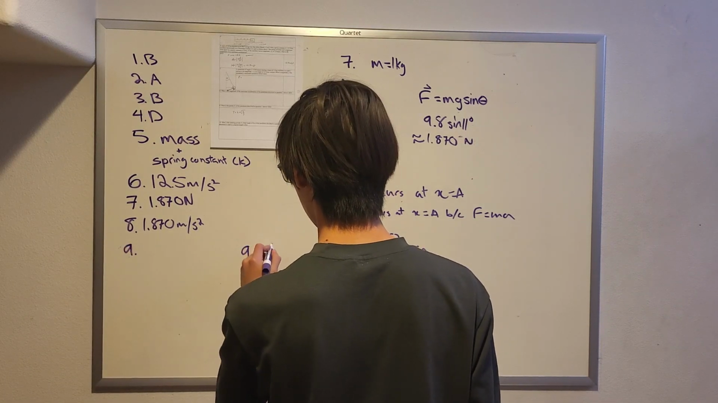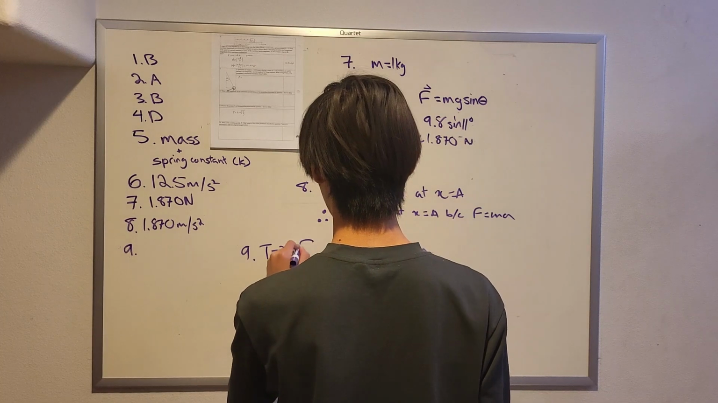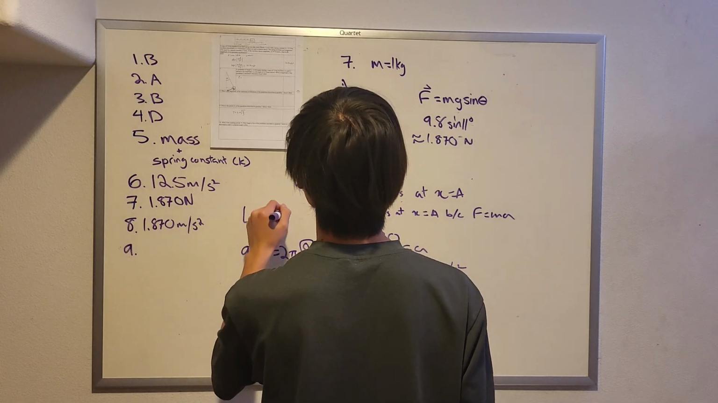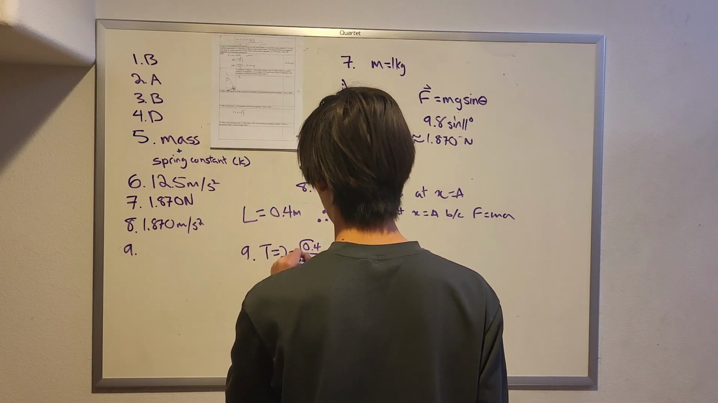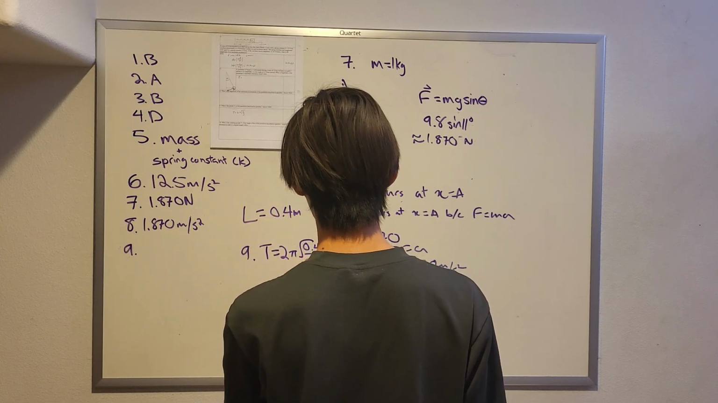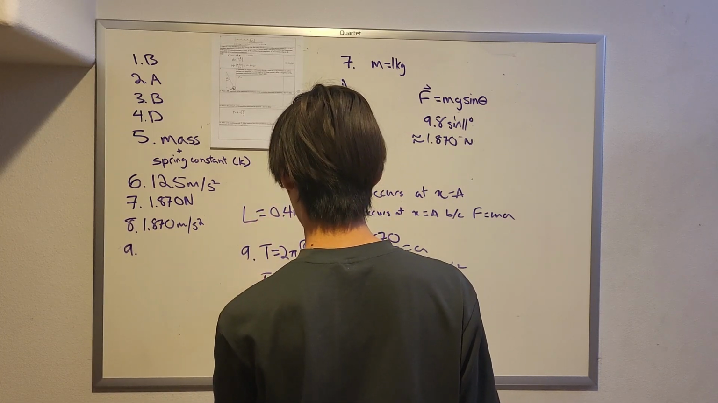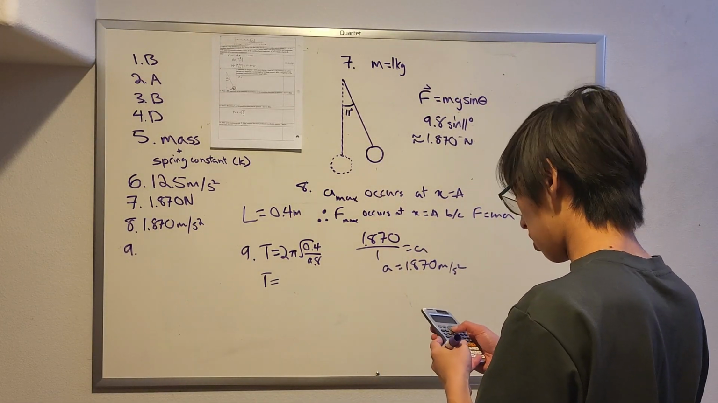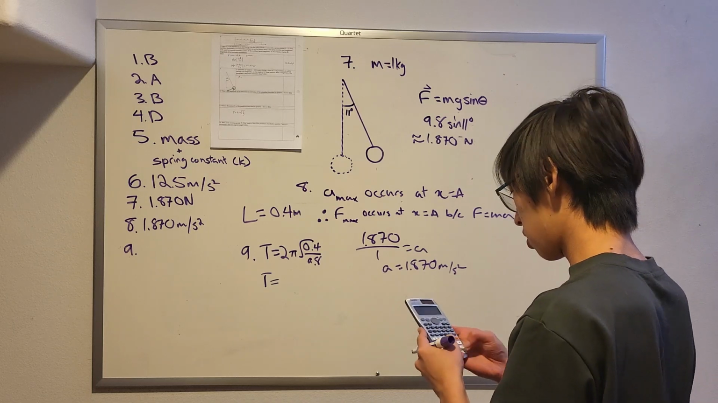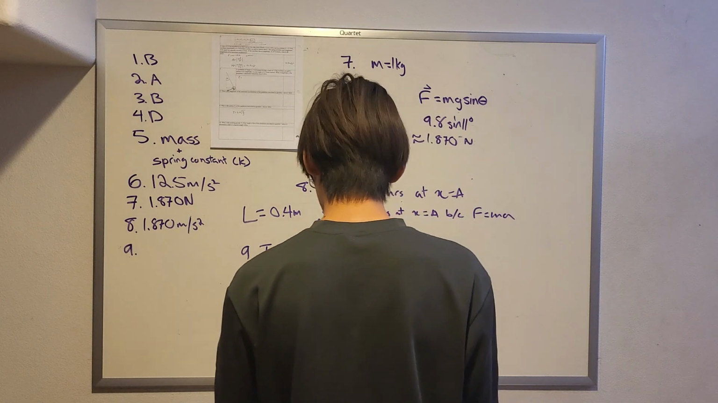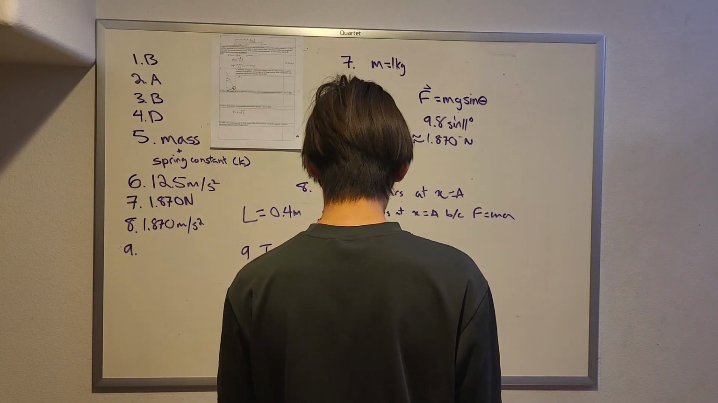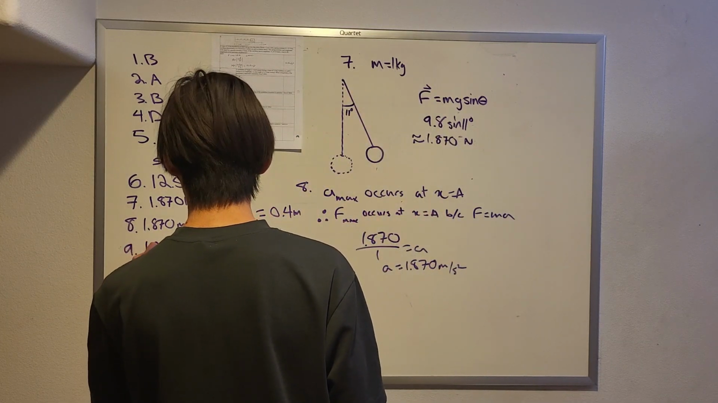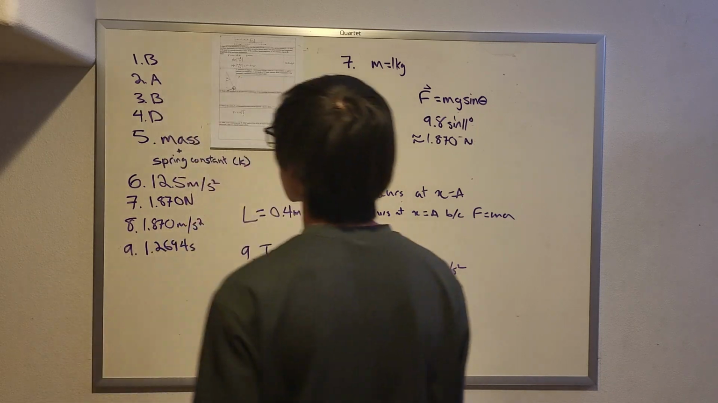Remember, T is given to be equal to 2 pi times square root of length, which is going to be length equals 0.4 meters, over g, which is 9.8 meters per second squared. So that means T is going to be equal, just plug that into your calculator, quite simple, 0.4 over 9.8, and this gives us 1.2694 seconds. And then 10.